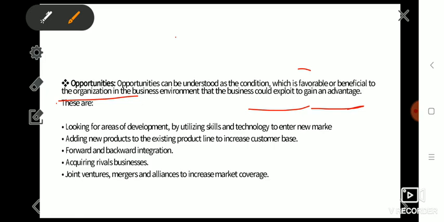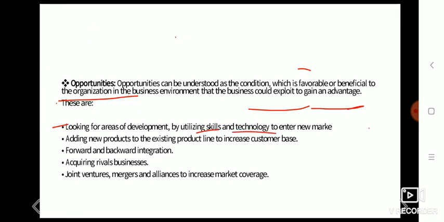Some of the opportunities are looking for areas of development by utilizing the skills and technology to enter new markets, adding new products to the existing product line to increase customer base. That is very important, because customers play a very important role for any business, because once the customers are satisfied, then we can assure growth and also profit is earned.